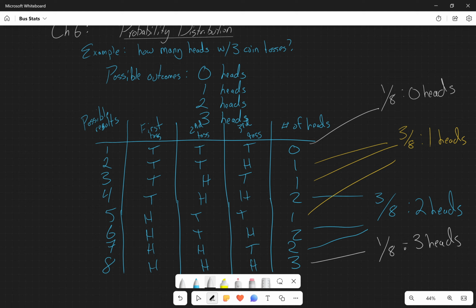Do we all understand how I got these relative probabilities, the probability of the outcome? So we looked at all of the different results. We counted up the number of results there are. That's what went into the denominator of all of these fractions. And then we counted up the number of outcomes that were associated with each number of heads. Okay.